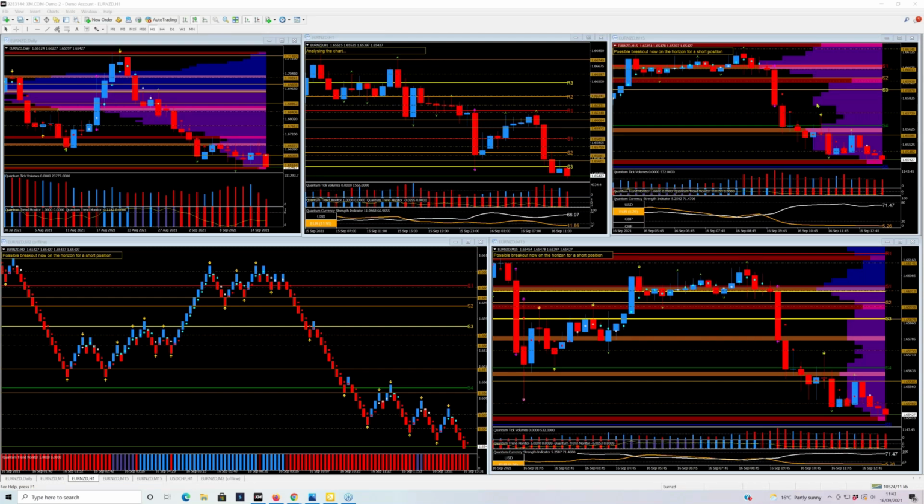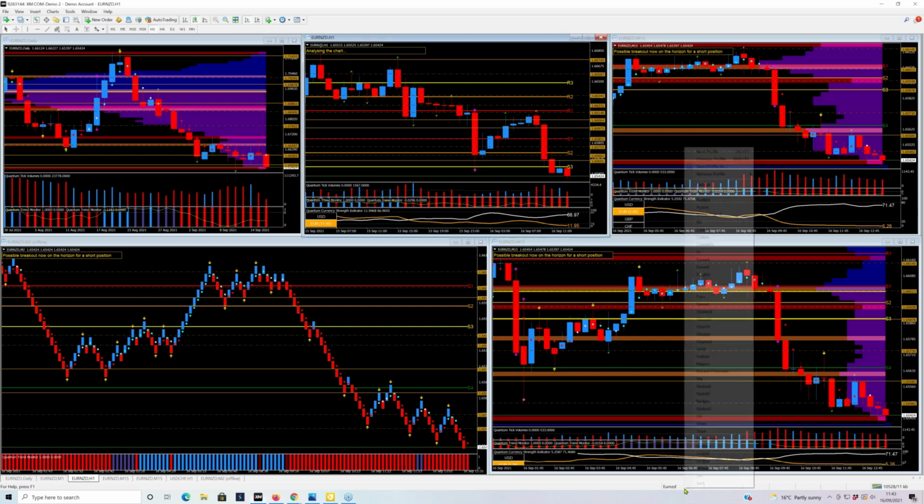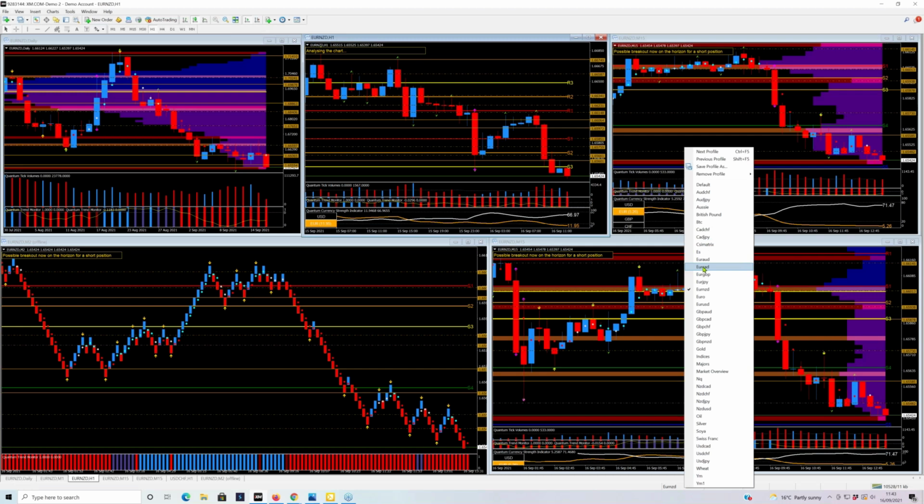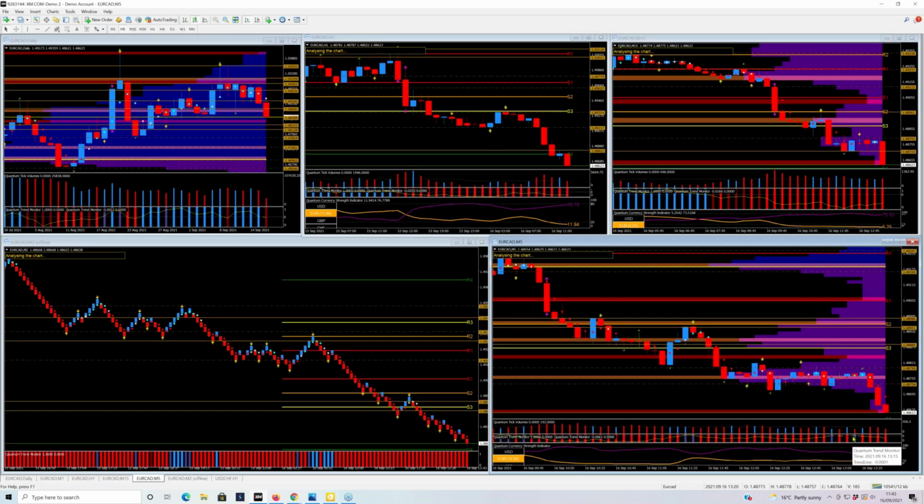Hopefully you can see my screen. And what do I have here? I have the Euro New Zealand, but I actually did my little exercise for you on the Euro CAD. So I'll just bring that back up and look at my notes.